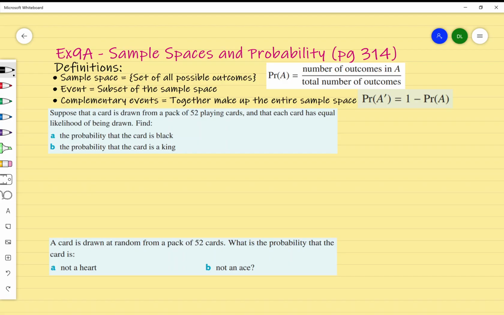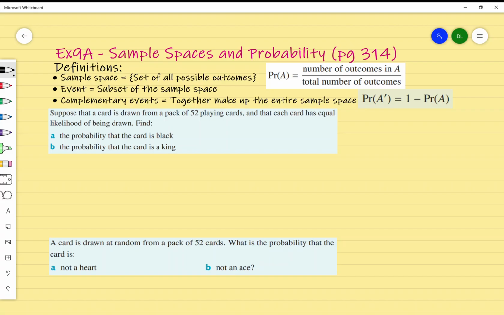And complementary events, complementary meaning making up a certain sample space, same as, for example, complementary angles make a certain angle. So in our situation, we can apply a formula by saying the probability of everything that is not A. That's what we use the dash to symbolize, not. So A dash, meaning not A, the probability of A dash is equal to 1 minus the probability of A.